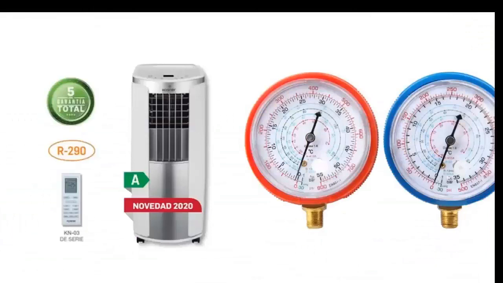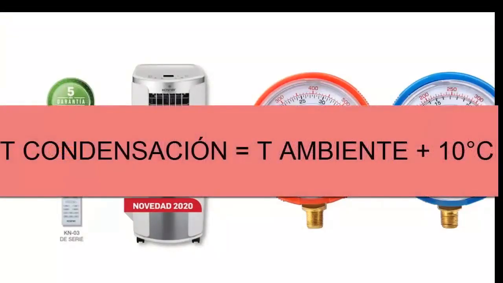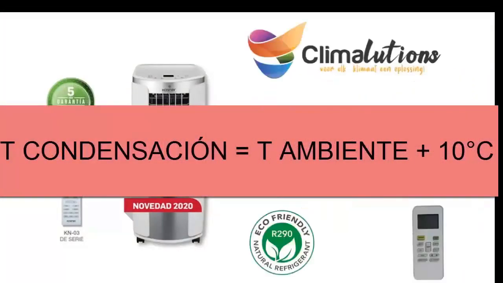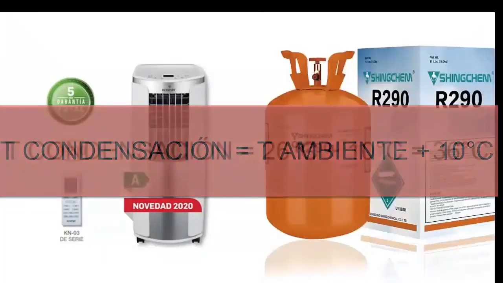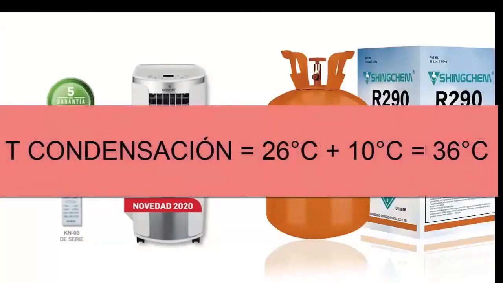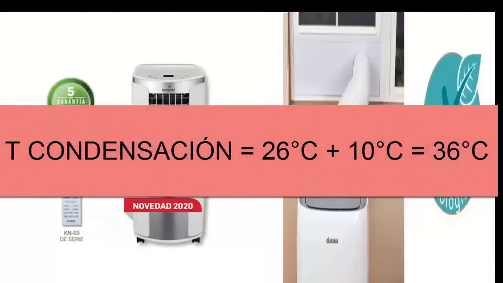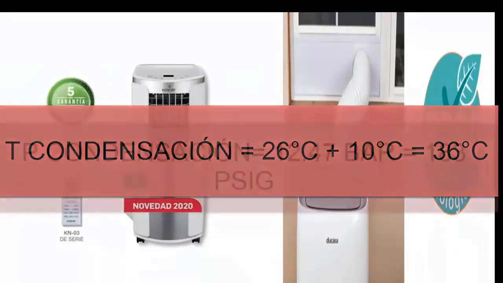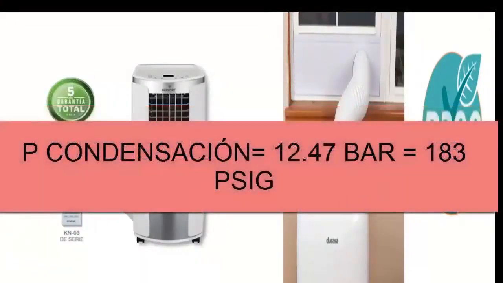In order to know the high pressure of a device with R290 that works correctly, we must first consider the temperature of the outside environment. Thus, for example, for an environment of 26 degrees Celsius, there is an average condensation temperature of 36 degrees Celsius, if we consider that the difference between both temperatures is 10 degrees Celsius. So for a condensing temperature of 36 degrees Celsius, according to the R290 table, there is a gauge pressure of 12.47 bars or 183.3 psi, equivalent to 1263 kilopascals.